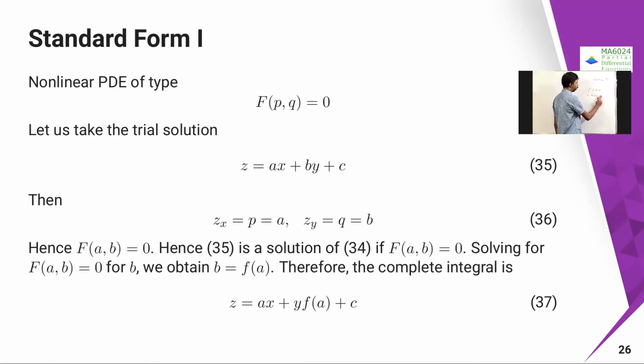Okay, this one we are going to take. Then you are going to get Zx equal to p equal to a, and Zy equal to q equal to b comes from this one. So therefore, what you are going to get is f of a comma b equal to 0, if I substitute over here.